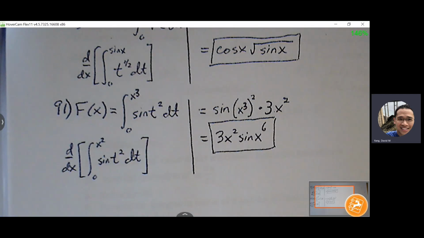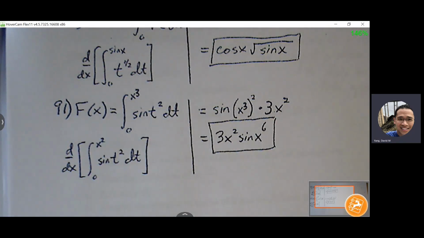Question, what is this? By the area, this is the antiderivative of this. Remember, a definite integral is area related. It's area.